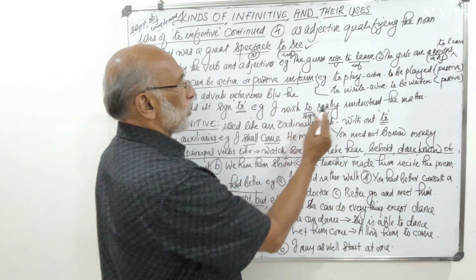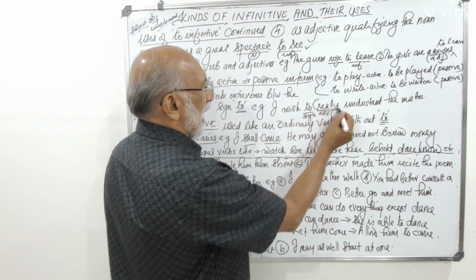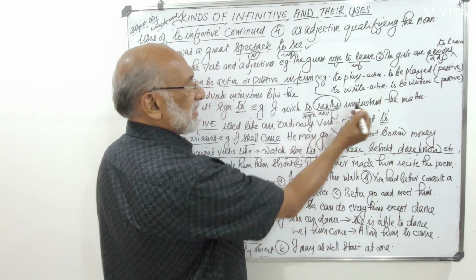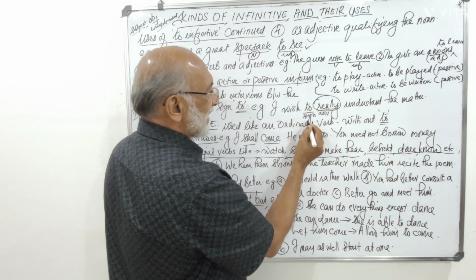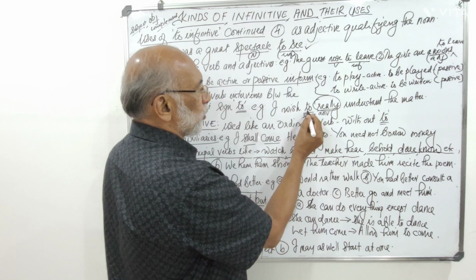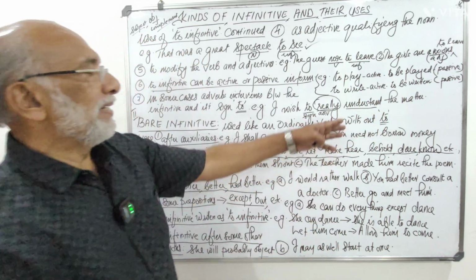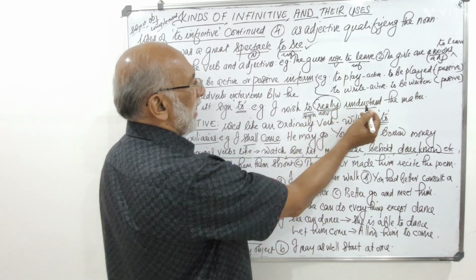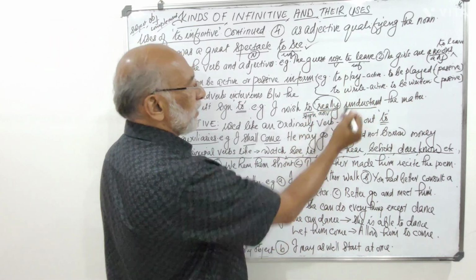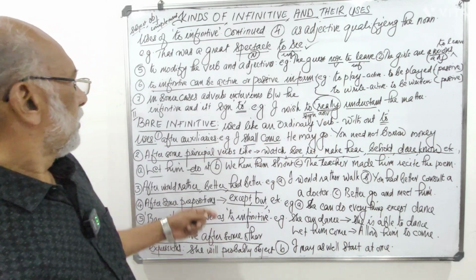I wish to really understand. That means the adverb intervenes, that means comes between the sign of the infinitive, that is to, and the verb that is bare infinitive, understand. To is here and the verb is here. In between comes the adverb really.